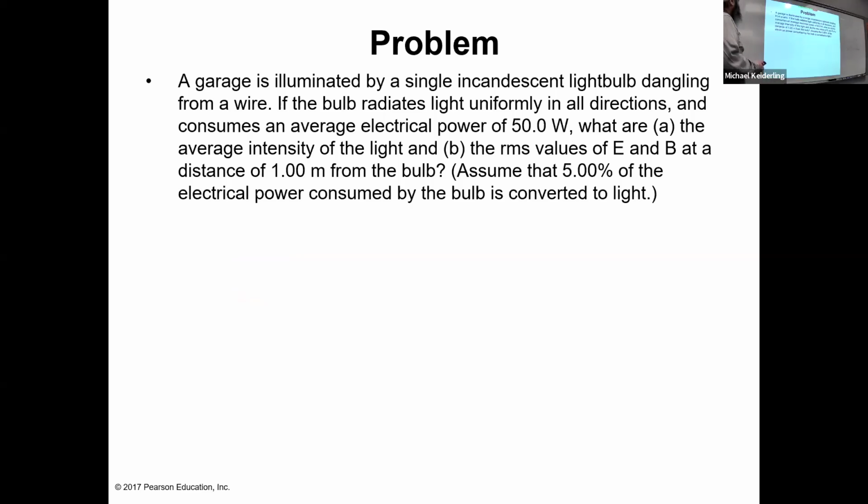So here we have a garage illuminated by a single incandescent light bulb that is dangling from a wire. If the bulb radiates light uniformly in all directions and consumes an average electrical power of 50 watts, what is the average intensity of the light? And the root mean square values of E and B at a distance of 1 meter from the bulb. Assume that 5% of the electrical power consumed by the bulb is converted to light.